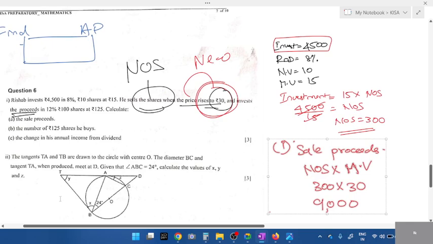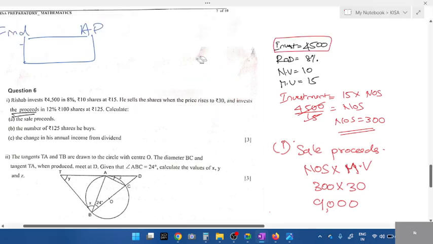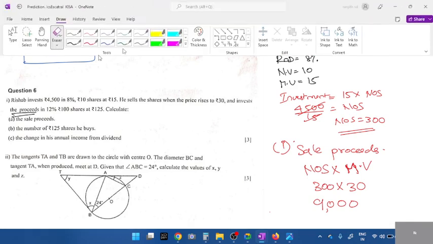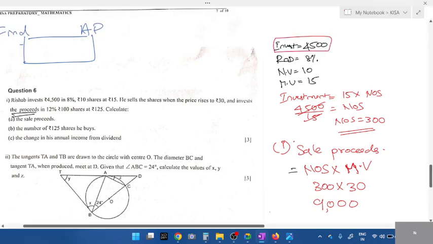Read the question, students. Read the question first and try to complete it. If you get any sale proceed question, this is how you do it. Sale proceed, use the investment formula. See, this is the formula. And remember, market value will always increase and decrease. That's the reason, rise to 30, I've taken it as market value. It will increase and decrease. It depends on the company.